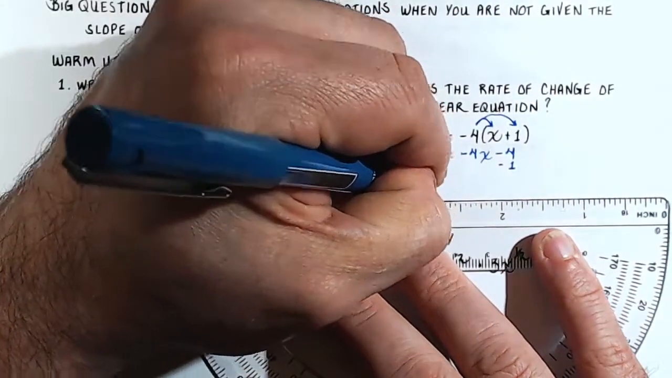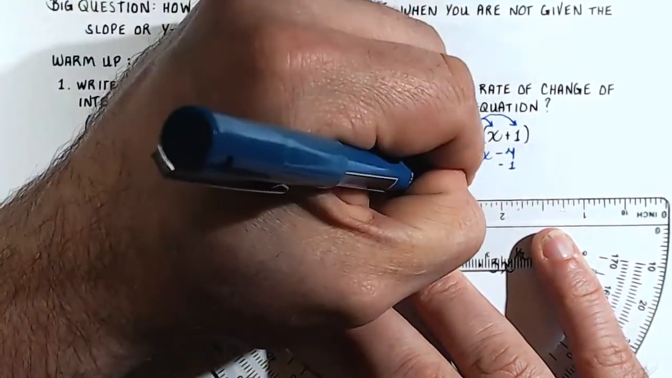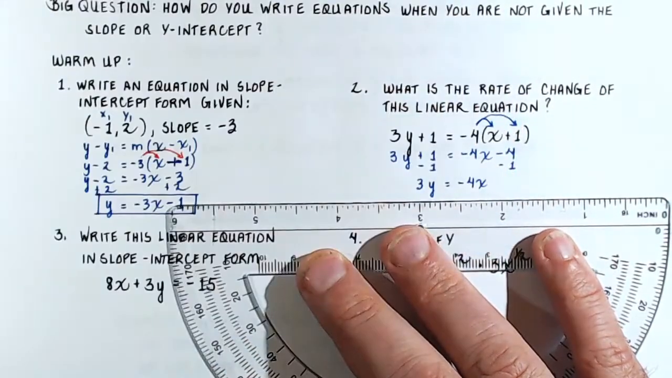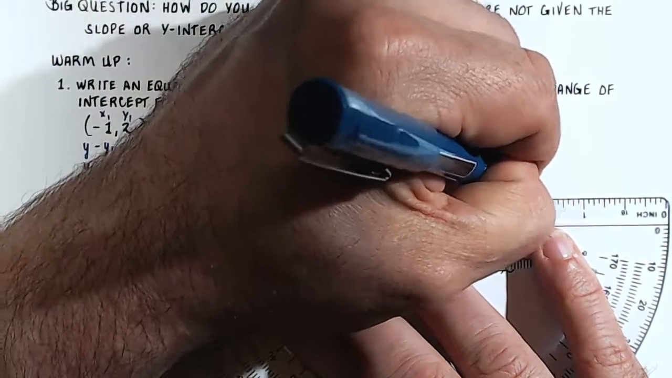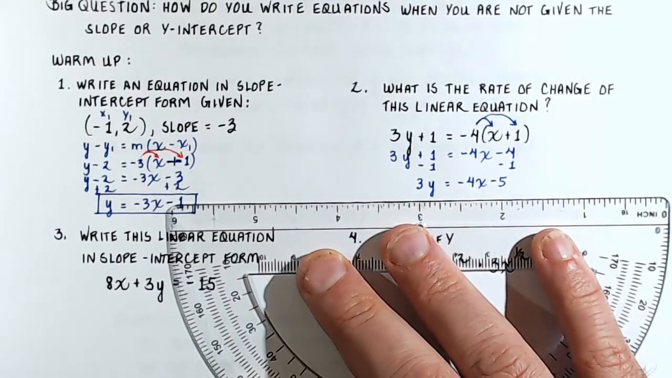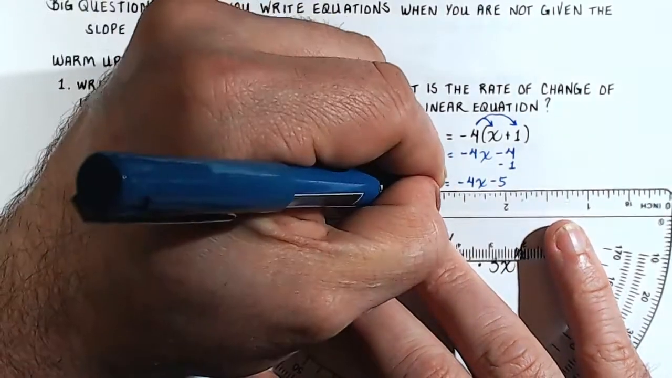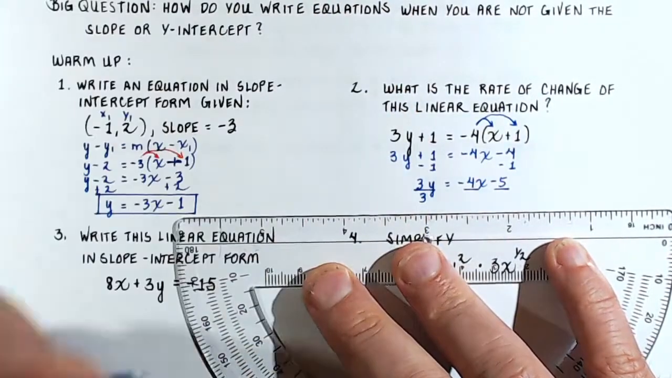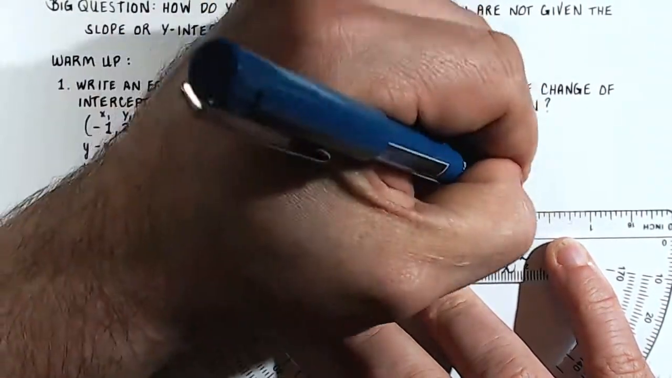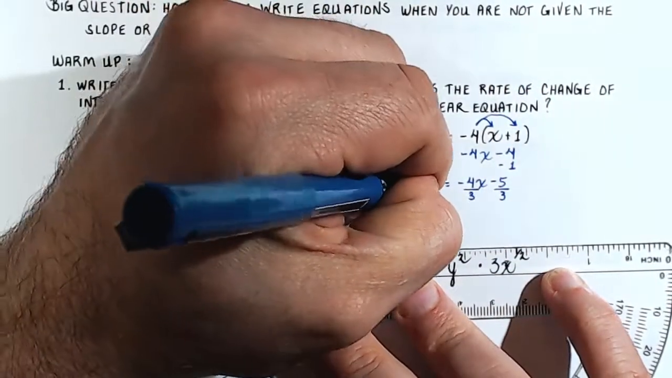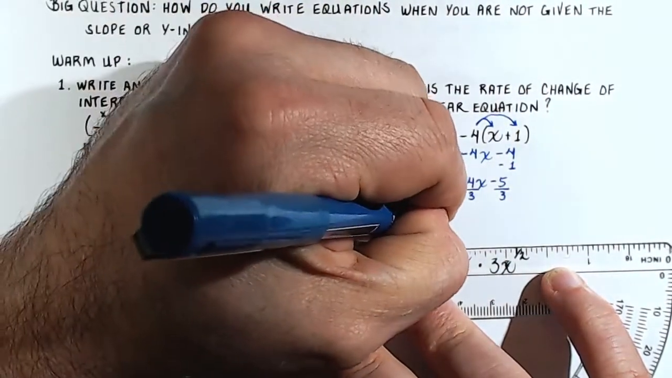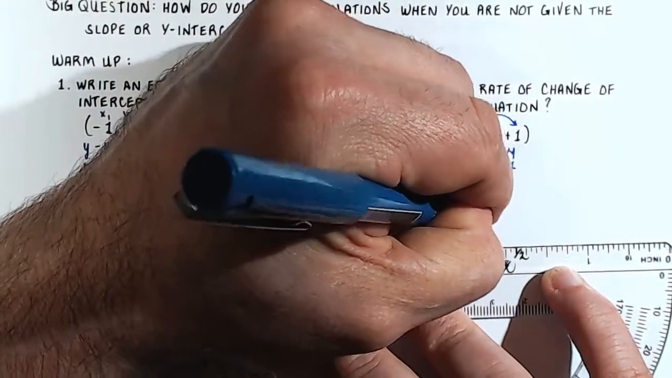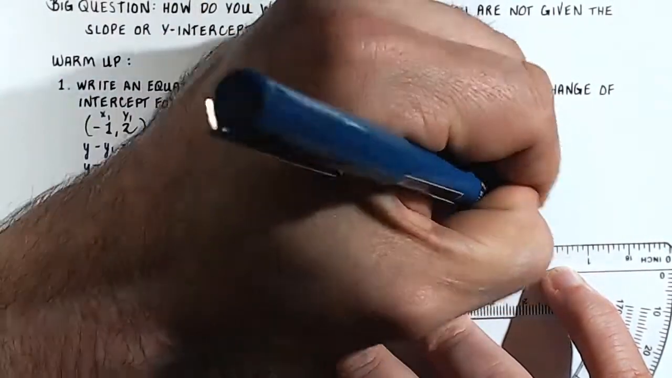Okay, I have 3y equals -4x. -4 minus 1 is -5. So 3y equals -4x minus 5. Now I'll divide through each term by 3. Cancel out the 3's, and I have y equals negative 4/3 x minus 5/3.